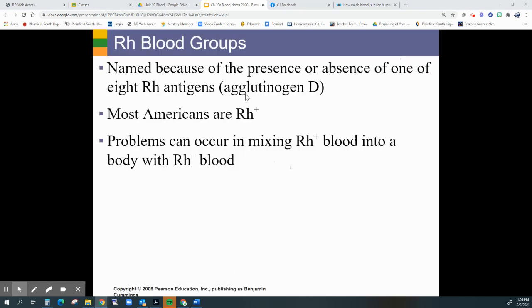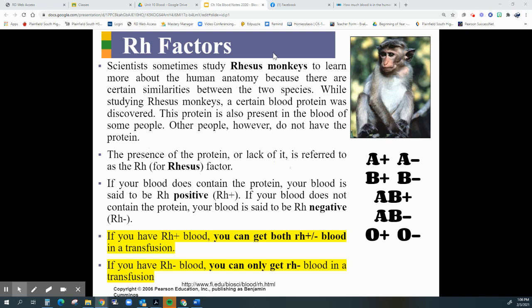All right. The Rh blood grouping is named because of the presence of the Rh antigen, that protein that shows up. Most Americans tend to be Rh positive. It's much more common because the chances of having a parent that has both negative alleles is a little bit less. And really the only problem occurs when you mix Rh positive blood into a person who's Rh negative. We tend to see some issues with that.